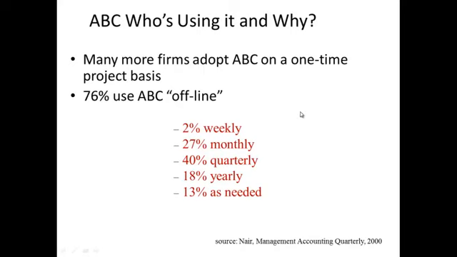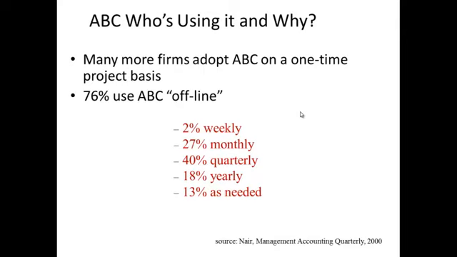Before I close, I just wanted to talk for a minute about how activity-based costing is used in the real world. Activity-based costing can be somewhat expensive to implement and also to maintain. We'll be talking more about that in class. Many firms adopt activity-based costing not as their ongoing costing system because it is more costly to implement and maintain, but they do it on a more one-time project basis. That is, they can use it offline. So a majority of companies that use activity-based costing will use it offline.